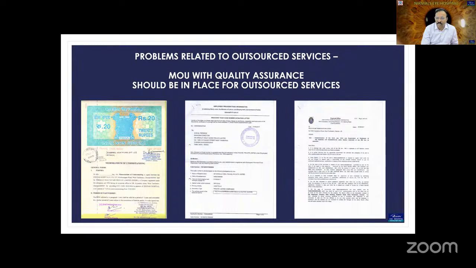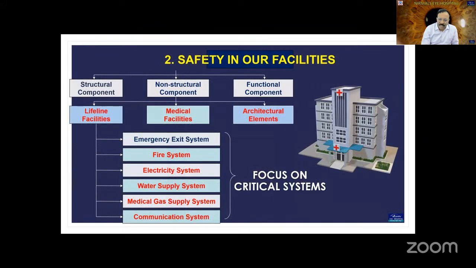So for them, we need to have certain quality assurance system in place, and we call it an MOU, or Memorandum of Understanding. All this has to be put in writing to safeguard ourselves. The second aspect is safety in our facilities.